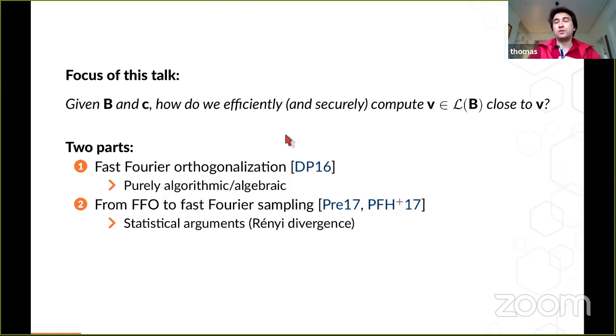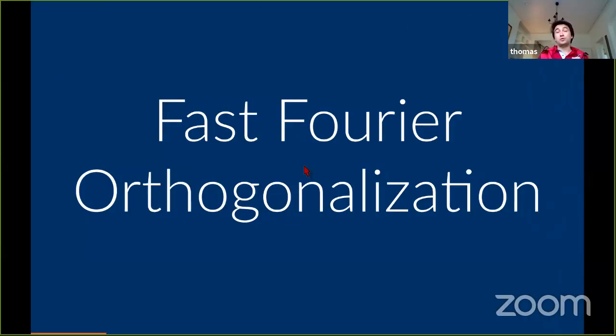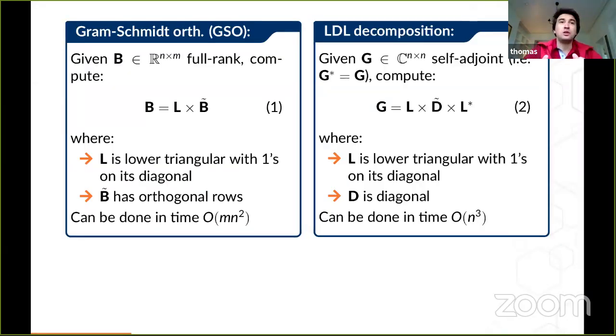Okay, so first, before going into the details, I will have to provide a few definitions. The Gram-Schmidt orthogonalization, or GSO, takes as input a full-rank matrix B and will compute the factorization in equation one, which is writing B equal to the product of a matrix L.